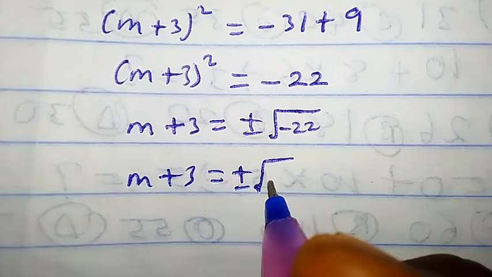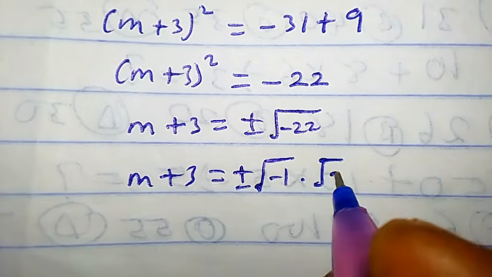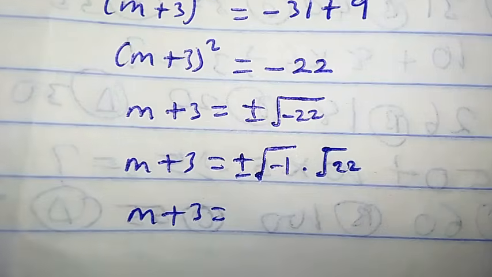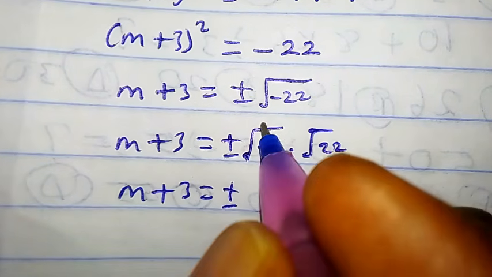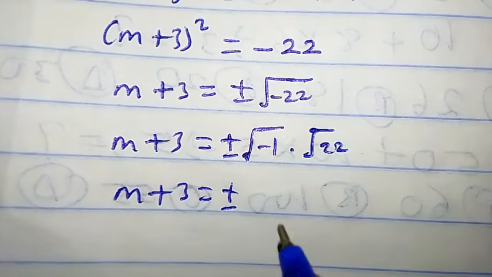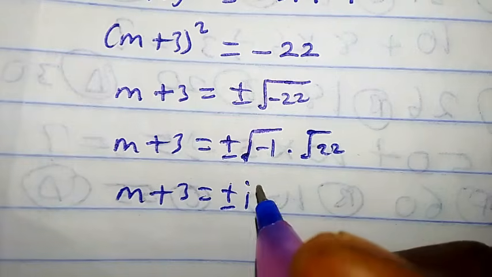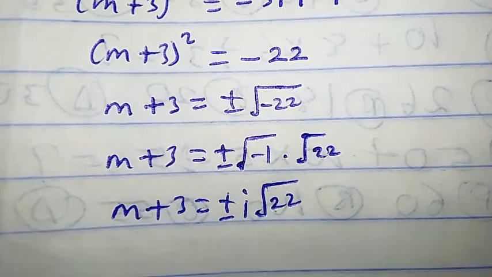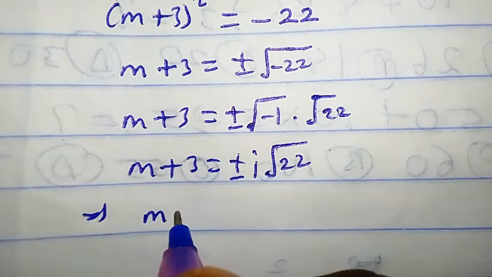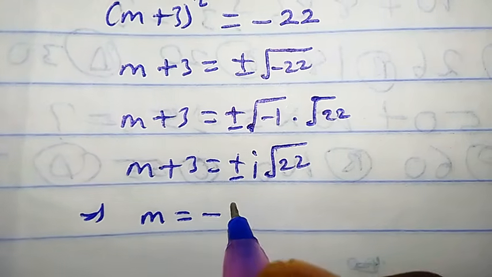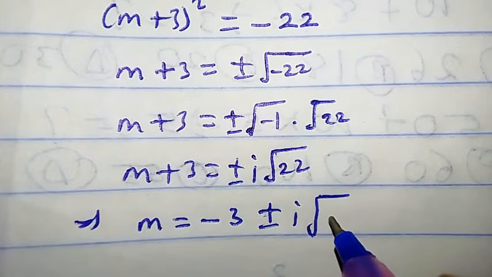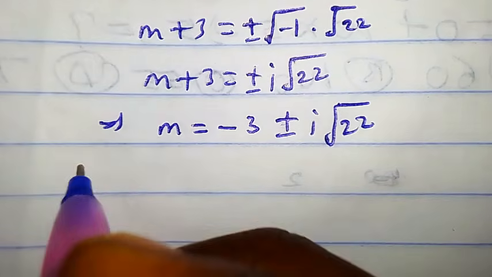M plus 3 equal to plus or minus square root of minus 22 could be written as square root of minus 1 times square root of 22. M plus 3 equal to plus or minus. Don't forget, square root of minus 1 from the complex number is i times square root of 22. This means that m is equal to minus 3 plus or minus i times square root of 22.